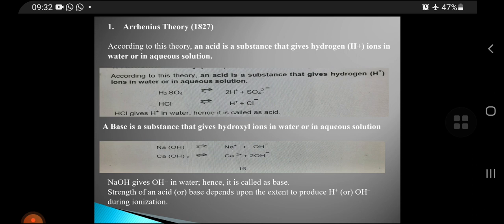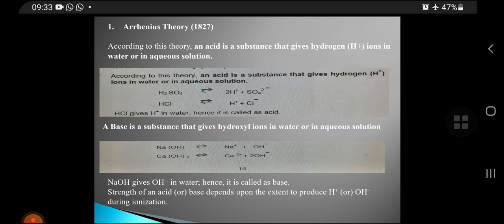A base is a substance that gives hydroxyl ion in water or in aqueous solution. This is the opposite concept of acid. So, Arrhenius said a base is a substance that gives hydroxyl ion, meaning OH minus ion, in water or in aqueous solution. For example, sodium hydroxide gives OH minus ion in aqueous solution. So, sodium hydroxide and calcium hydroxide are examples of the Arrhenius base concept.